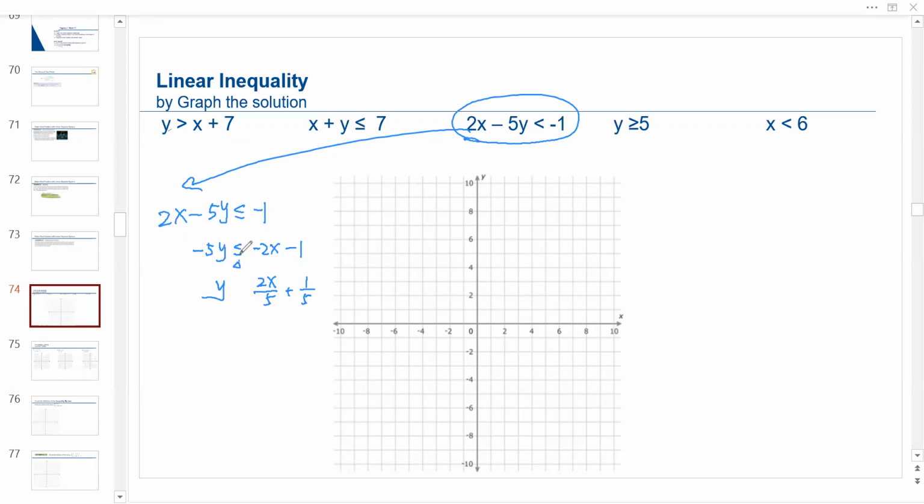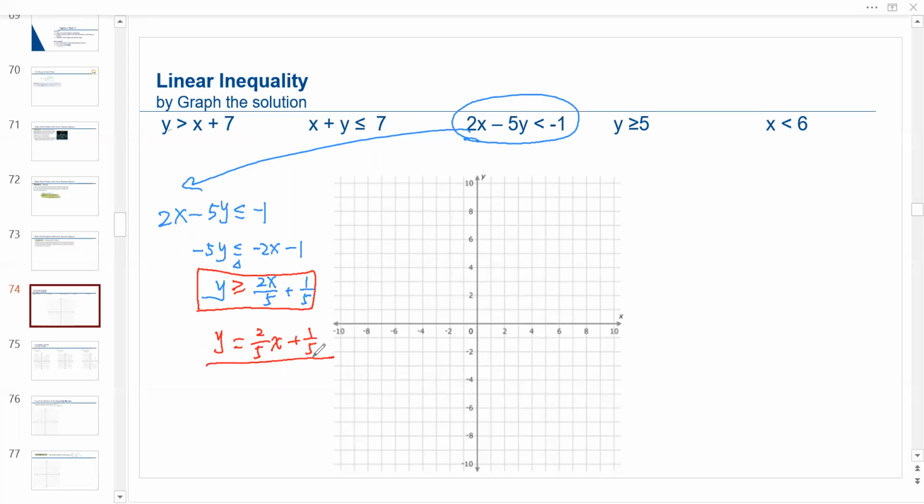Change the inequality to an equation, right? Did you still remember, guys? With both sides divided by negative 5, change the inequality. So actually it became like this. All right, so we consider y equals, we try to find their edge line first.